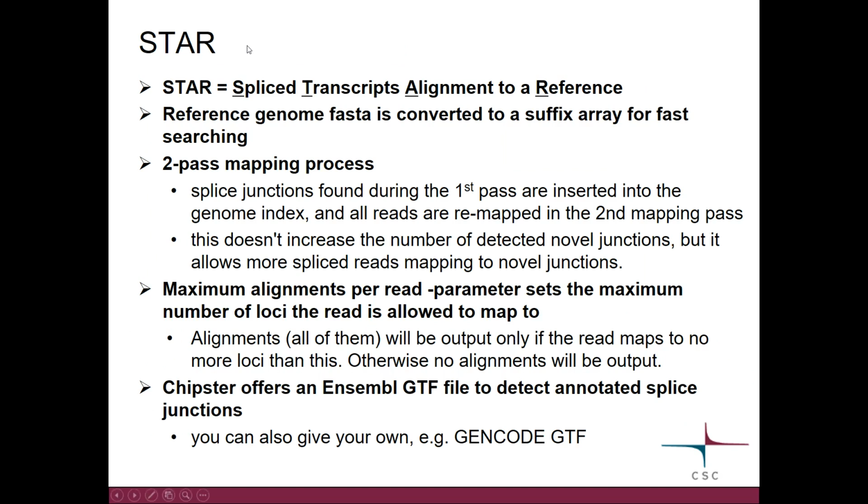Then let's look at the STAR aligner. So the name STAR comes from these words. STAR converts the reference genome to a suffix array for fast searching. And the STAR in Chipster uses a 2-pass protocol, which is useful in that in the first pass, it collects the splice junctions that it discovers, and then it actually adds those splice junctions to the genome index and remaps all the reads again, and this is the second pass.